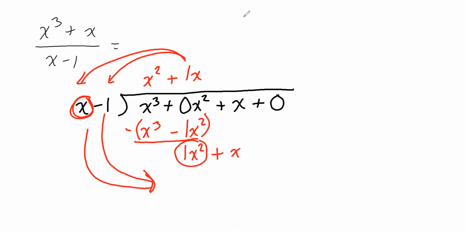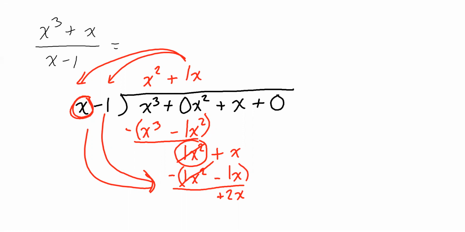The first terms match. 1x times x is 1x squared. I know the 1's not necessary, but it's there. 1x times -1 is -1x. Then just like in number long division, our next move is to subtract. 1x squared minus 1x squared is 0x squared. Those cancel. That was by design. And then x minus -1x is a positive 2x.